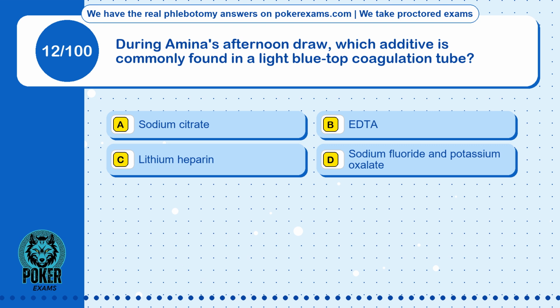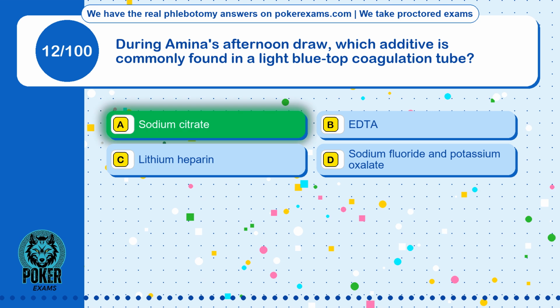Question 12. During an afternoon draw, which additive is commonly found in a light blue top coagulation tube? Option A, sodium citrate. Option B, EDTA. Option C, lithium heparin. Option D, sodium fluoride and potassium oxalate.